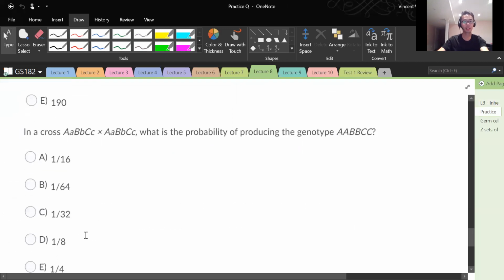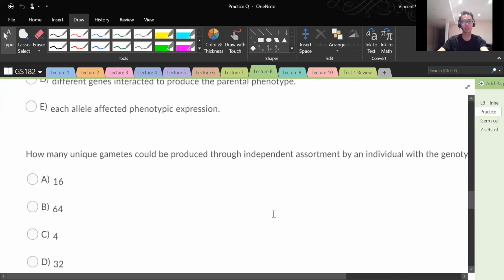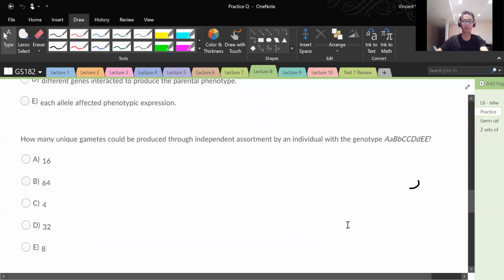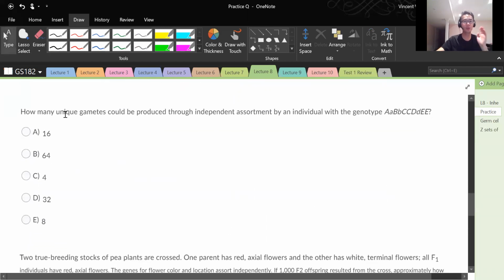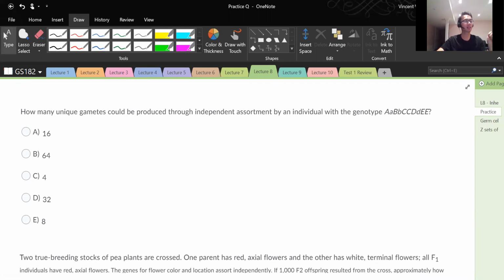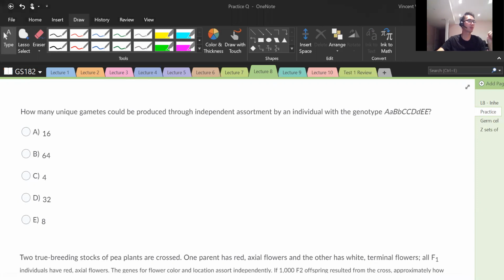Okay, so here is a question I could ask you related to independent assortment. How many unique gametes could be produced? Gametes are like sperm and egg, right? Through independent assortment, if the genotype is big A, small a, big B, small b, big C, big C, big D, small d, and big E, big E. So I'll do a quick poll just to see where you guys are at, and then I'll explain.